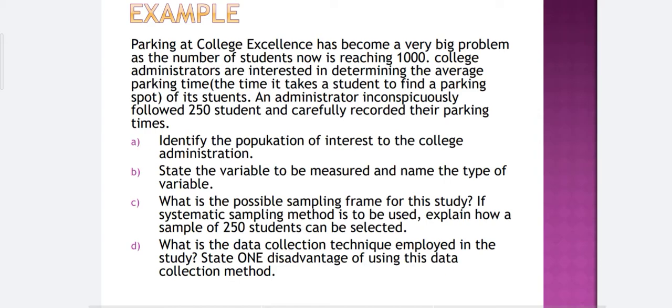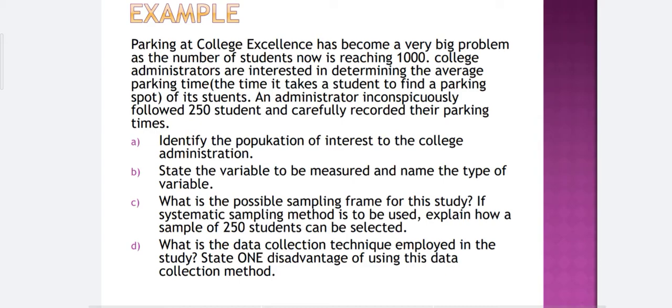So first of all, let's answer the question. Identify the population of interest. What is the population of interest to the College Administration? So the population here is 1,000, all the students, 1,000 students of College Excellence. Okay, all the 1,000 students from College Excellence, that is the population.